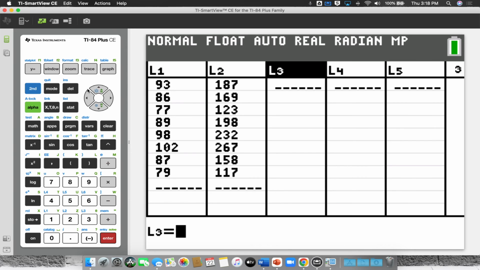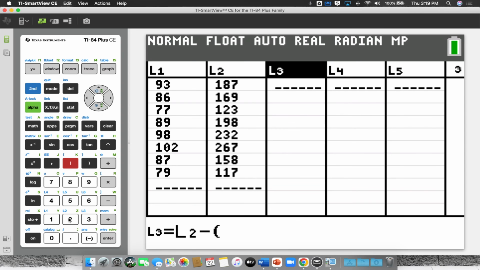All right. So now to create the residuals. Remember, residuals is observed y minus predicted y. Observed y's are in L2, minus parentheses. Observed or predicted y's, I need to calculate. I don't have those. I need to calculate them.